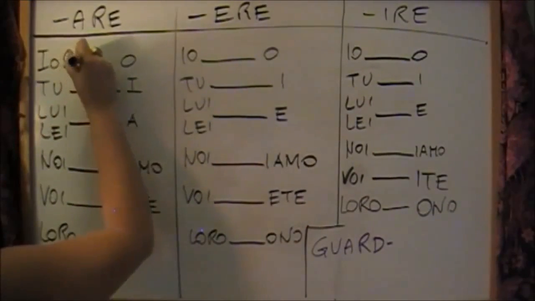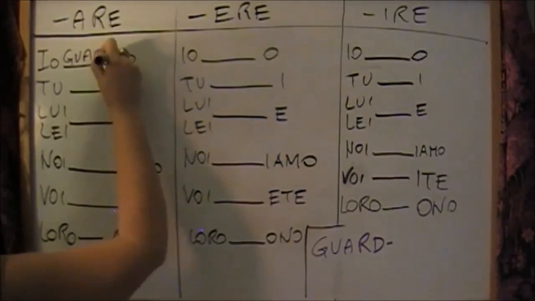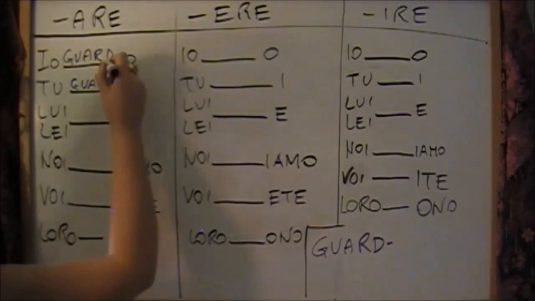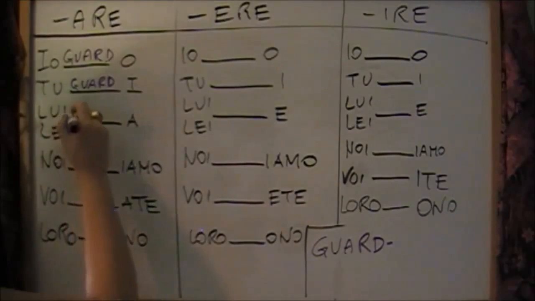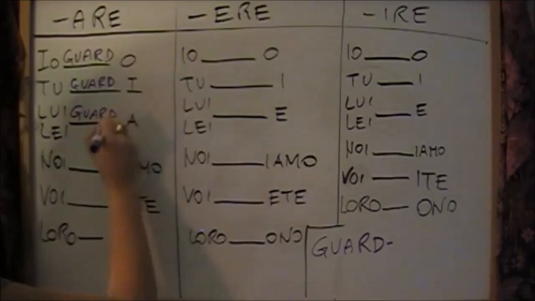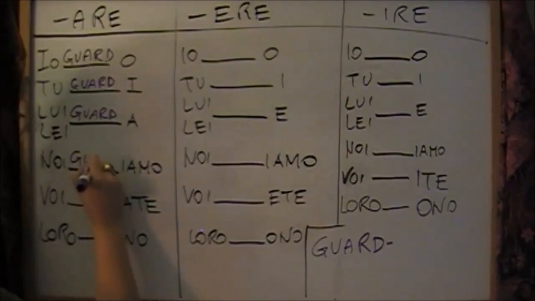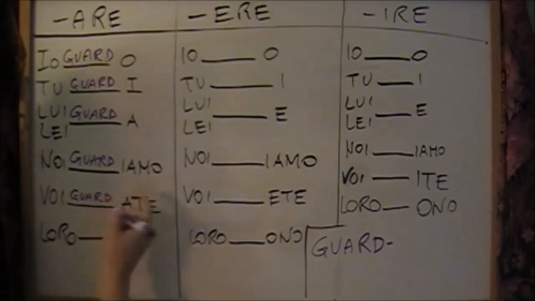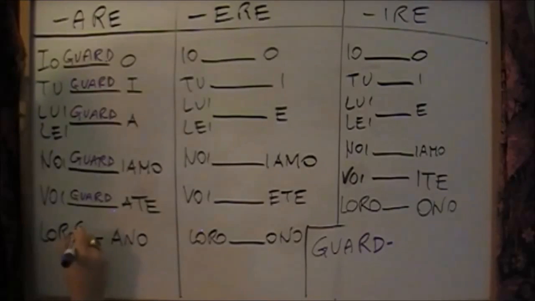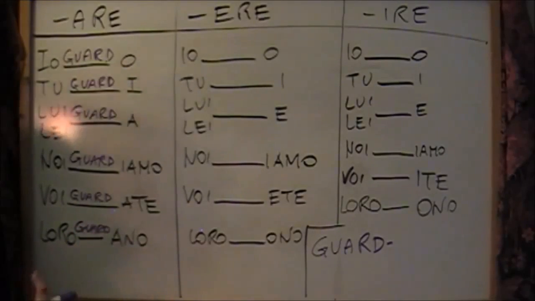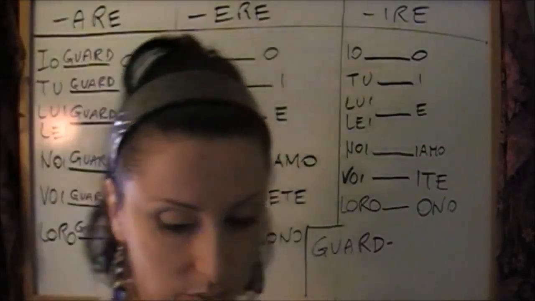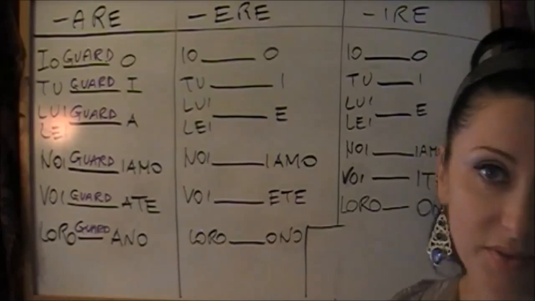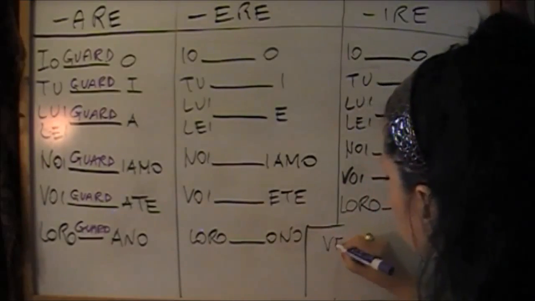Just punch it there. Io guardo. Tu guardi. So you take this and you punch it there. Lui guarda. Noi guardiamo. Voi guardate. Loro guardano. And then you read it all. Now, let's conjugate another one. Maybe you can stop the video, do it yourself, see if you understood. It's very simple, basically.